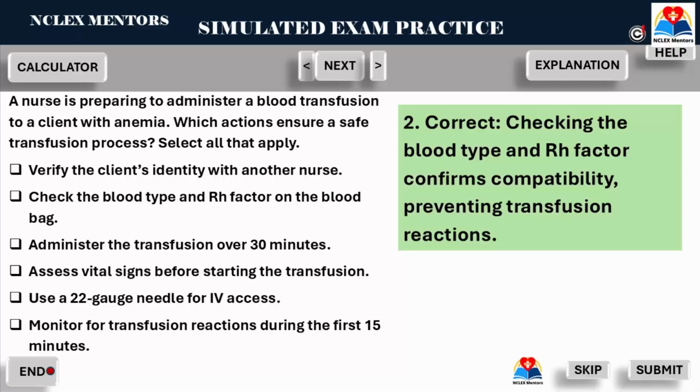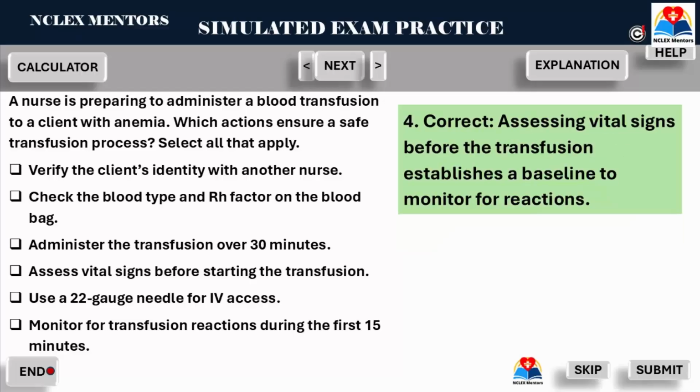2. Check the blood type and RH factor on the blood bag. Compatibility is everything when it comes to transfusions. A mismatch in blood type or RH factor can lead to severe, even fatal, reactions. Look, then look again. This is non-negotiable.